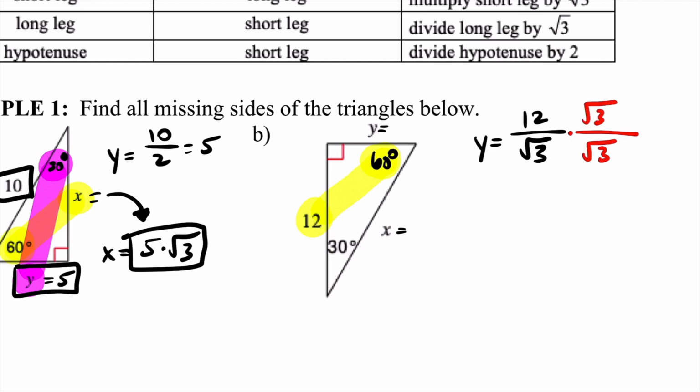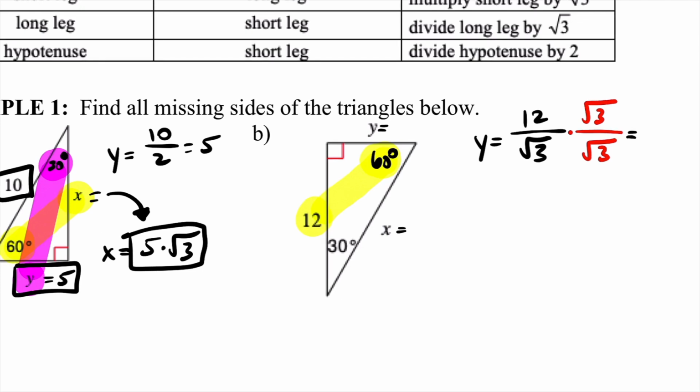You guys have done this before. So the top is 12 times the square root of 3. Yep, I can't multiply them to make 36 because one of them is a square root and one of them is not. The bottom, what's the square root of 3 times the square root of 3? 3. What's left to do? Simplify them. 12 and 3, what's the biggest number that goes into both? 3. So I get 4 times the square root of 3. That's y.